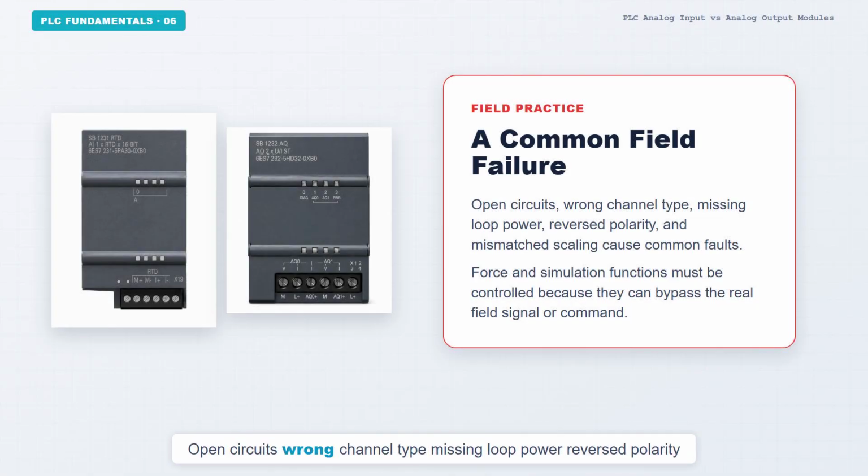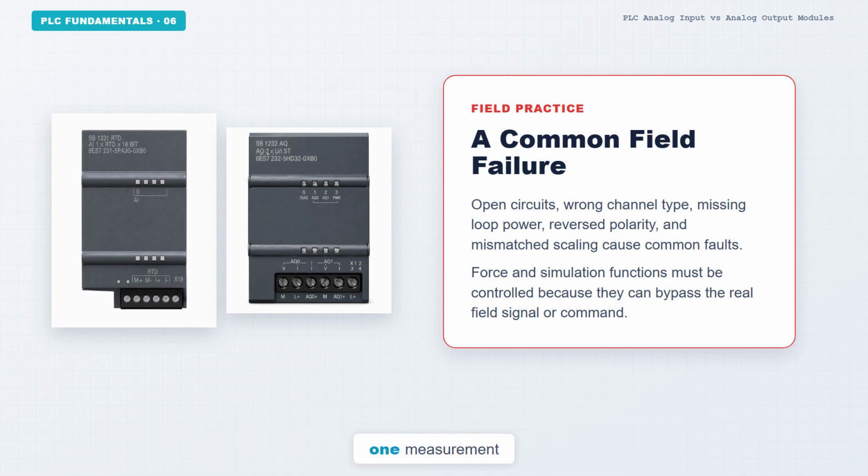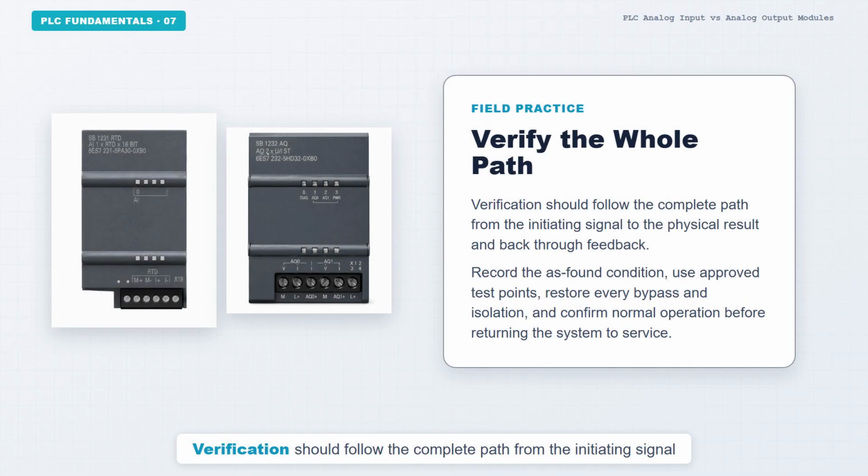Open circuits, wrong channel type, missing loop power, reverse polarity, and mismatched scaling cause common faults. Force and simulation functions must be controlled because they can bypass the real field signal or command. A safe diagnosis compares command, feedback, process response, and local condition instead of trusting one screen or one measurement. Verification should follow the complete path from the initiating signal to the physical result and back through feedback.